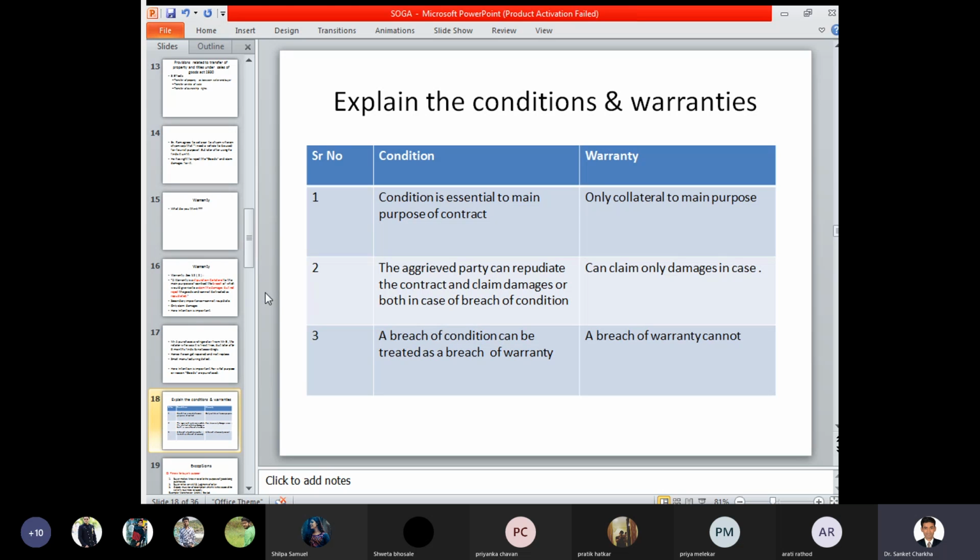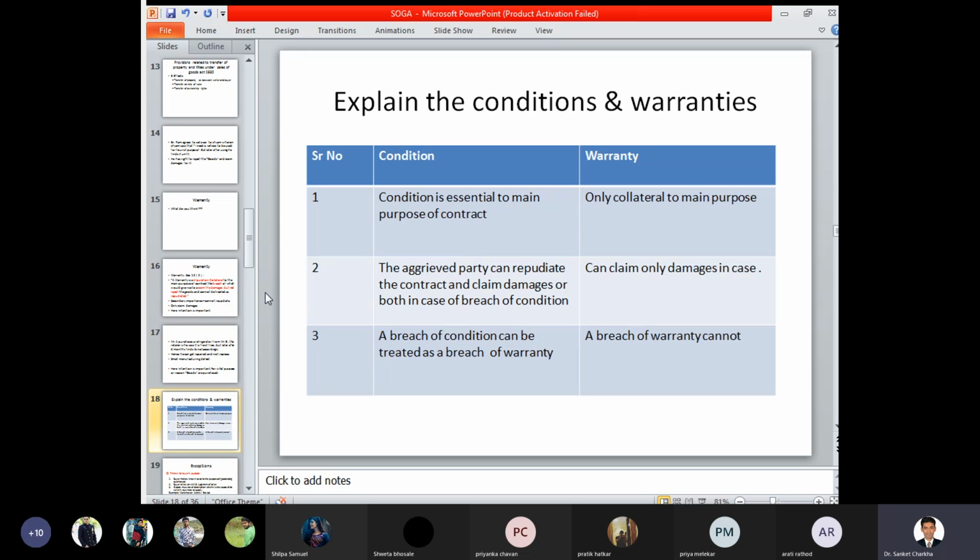Now, whenever we are cancelling the entire contract, what happens? You refund that product, you can claim the damages, and you can get the compensation from the respective seller. But warranty is a stipulation collateral to the main purpose of the contract. So it is always associated with the collateral security, that is, whether a product may perform or may not perform.